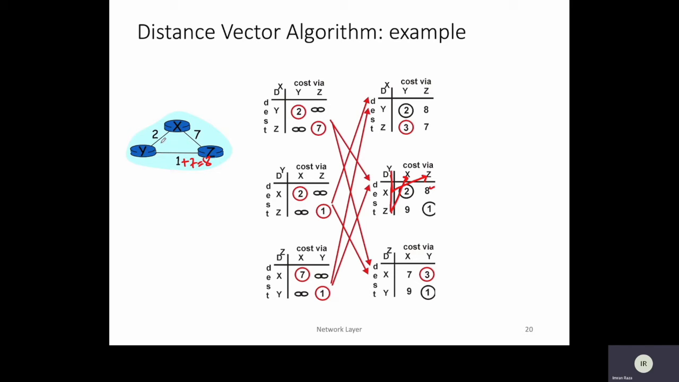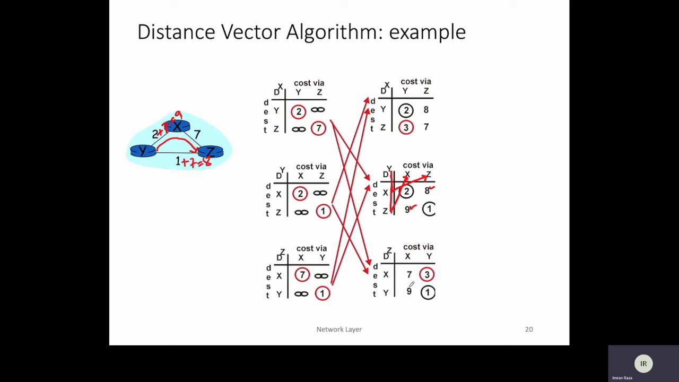So what y calculates is that the cost to reach its neighbor x is 2 plus the cost that x is advertising, 7. So this means if y takes this path to reach the destination, the cost is 9. So the cost to reach from y to z via x, via means through neighbor x, is 9. Using the same equation that we have discussed in the previous slide, we calculate this cost. And obviously, this is again not the least cost, okay? Because 1 is the least cost.